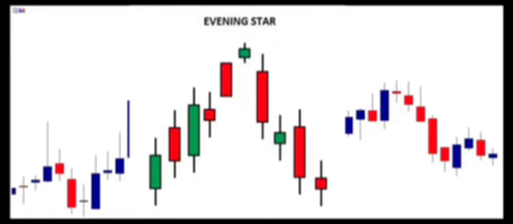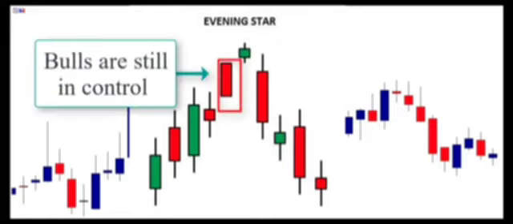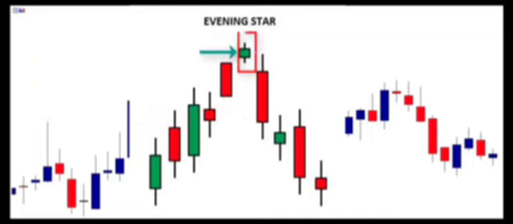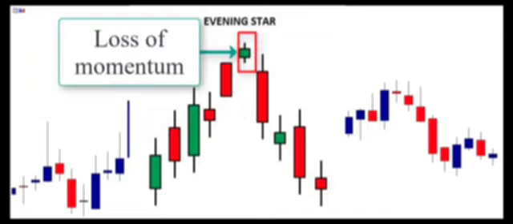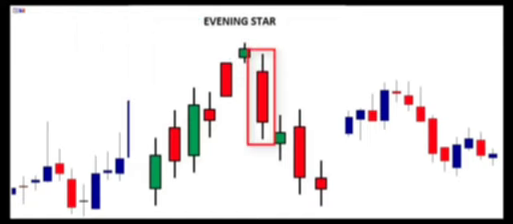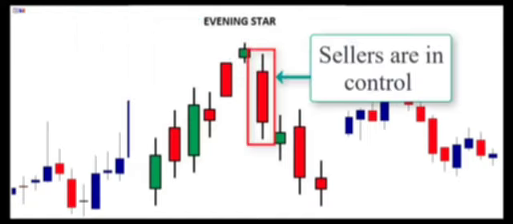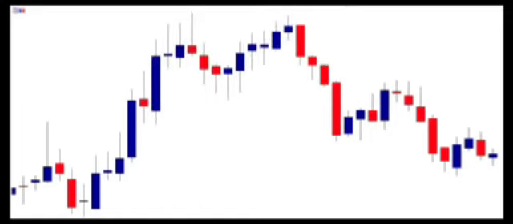The first candle of the evening star shows us that everything is looking really bullish at this stage. The second candle shows us a loss of momentum, and the third bearish candle shows us that sellers are now in control of the market. Let me show you an example.